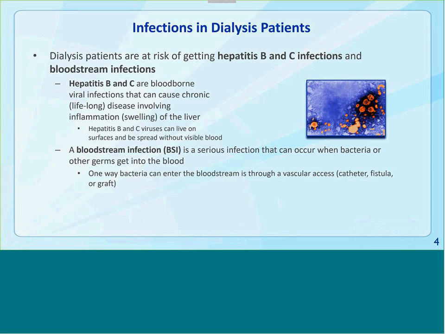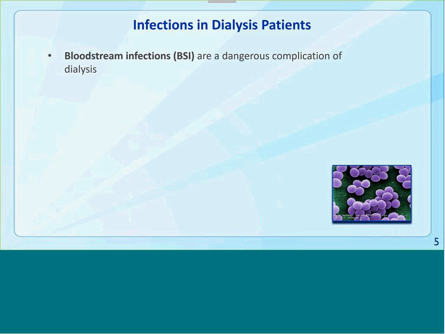So it's as simple as that. Somehow we're allowing that bacteria to enter the bloodstream, whether it's through the vascular access directly: the catheter, the fistula, or the graft. Some invisible microbes are entering that patient's body on our watch, and we need to make sure that we can prevent that in any way.